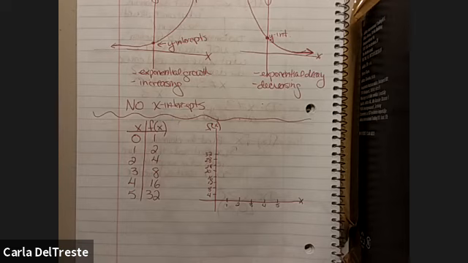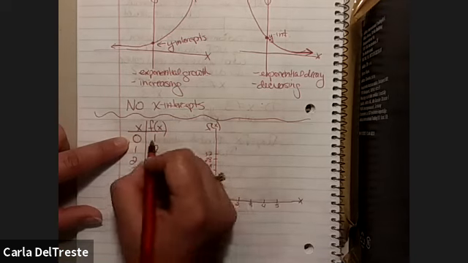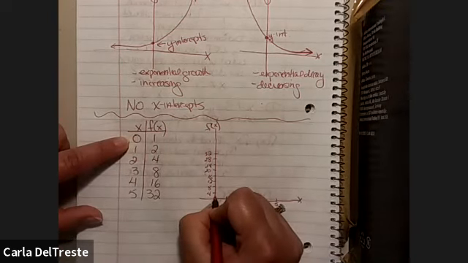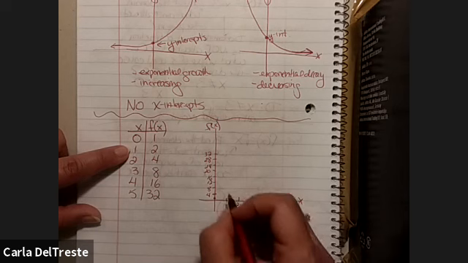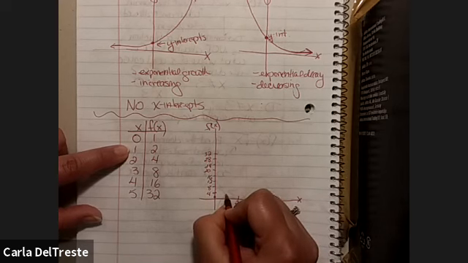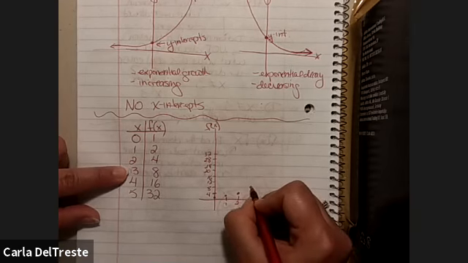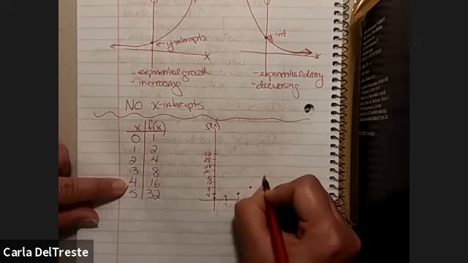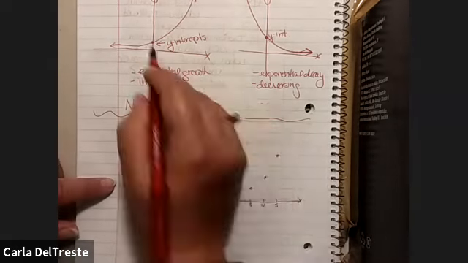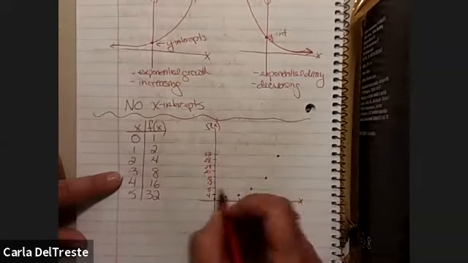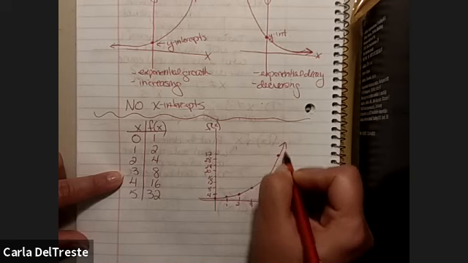Okay? And now we're going to plot these values. So we have 0, 1. We're going to have to approximate where 1 is. Okay? So right there, it's about 1 out of 4. We have to approximate that number. 1 goes to 2, right? That's about halfway between 0 and 4. 2 goes to 4. 3 goes to 8. 4 goes to 16. 5 goes to 32. And I can see that it is making this pattern, an exponential growth. So I can connect the dots. Remember, when you see that pattern, you can connect the dots, okay?